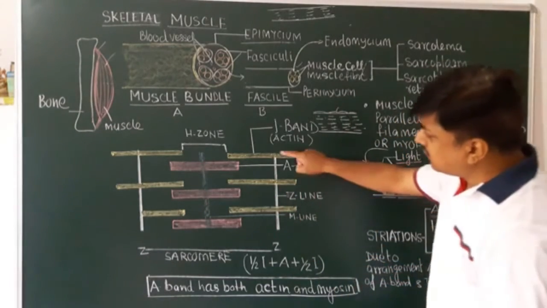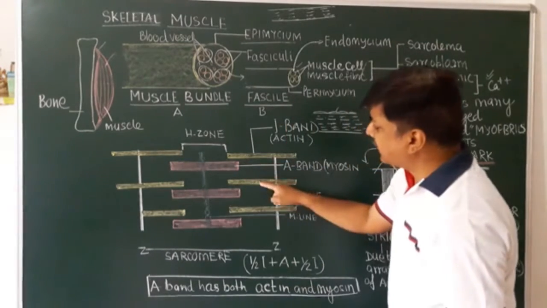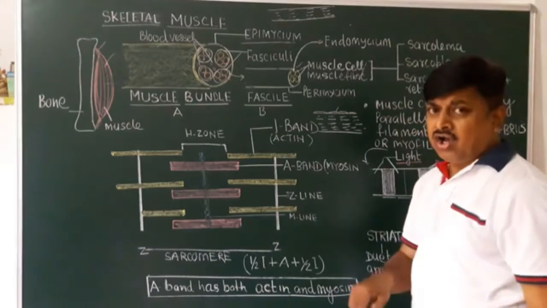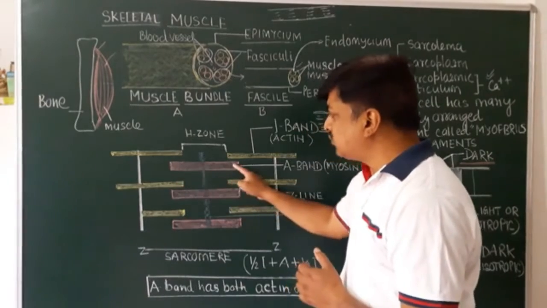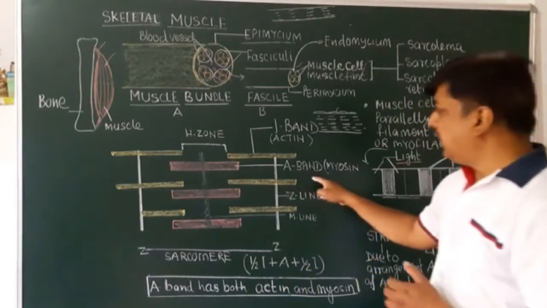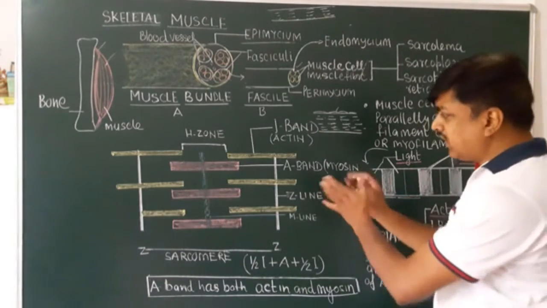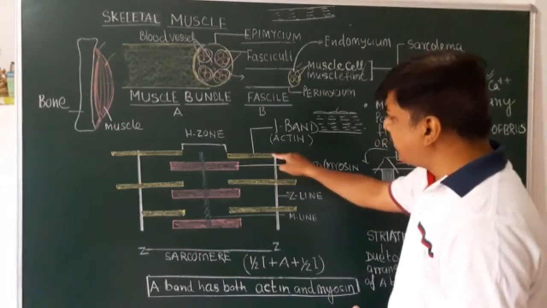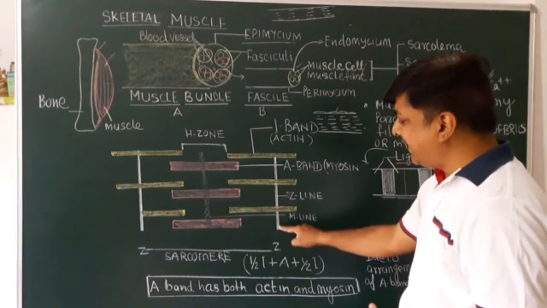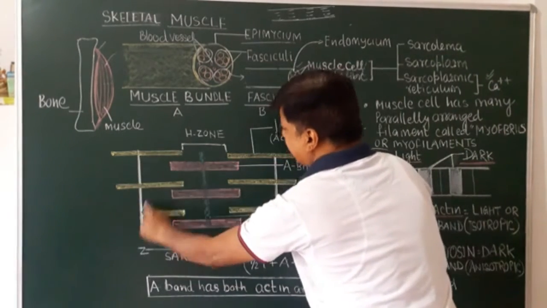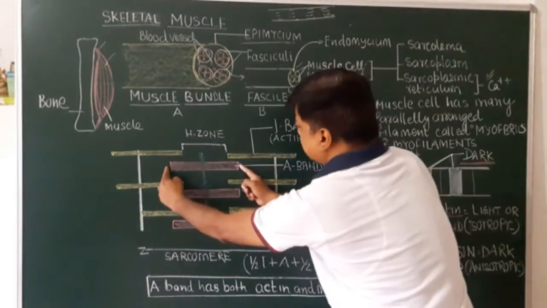Clear? So these lines you can see, this is actin and the I band, the isotropic band. Clear? And here you can see this is the myosin and the A band, the anisotropic band. Clear? Keep on focusing here. Now this I band remains attached, it stays bound to the Z line. Here also you see it is bound to the Z line. Clear? Bound to the Z line. Clear? And this one is the myosin.